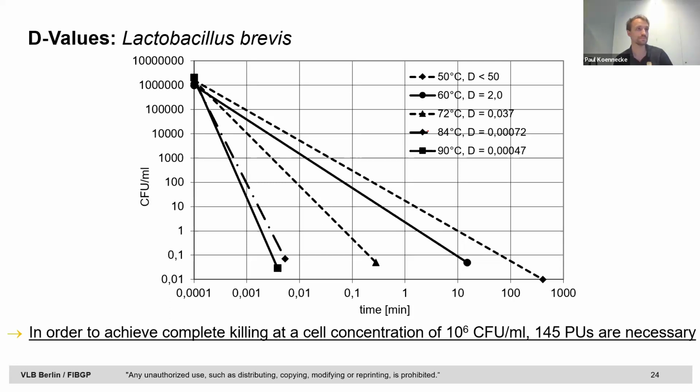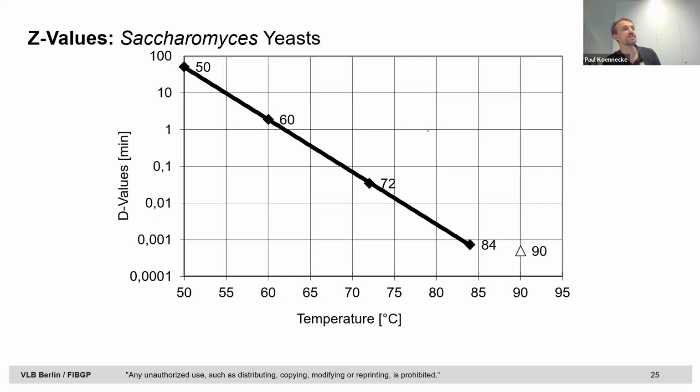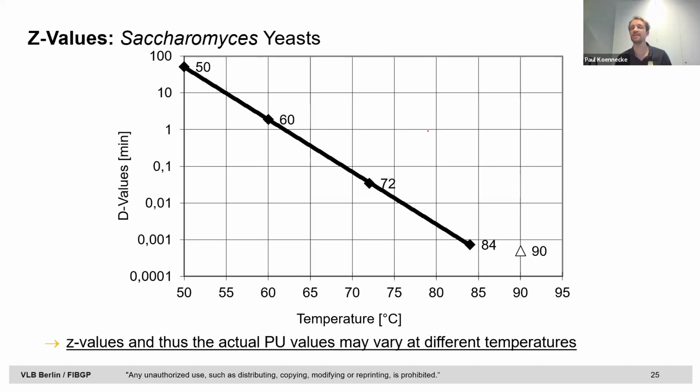Also, of course, you can relate the Z values of Saccharomyces yeasts to the D values, and then you see, for example for Saccharomyces yeast, this looks linear. It is not really linear. The problem is the Z values can differ in tiny amounts, but those tiny amounts, due to how we calculate the Pasteur units in the end, can also lead to an incomplete pasteurization when you go to other temperature levels. So for the temperature difference from 60 to 72 degrees, we have basically 6.95 degrees Celsius. From 72 to 84, the Z values may differ. And this is something you can only find out by experiments.